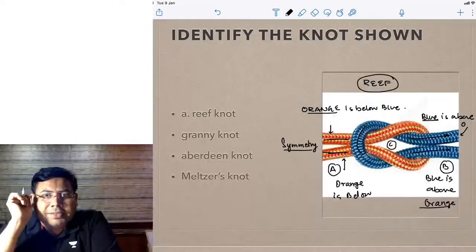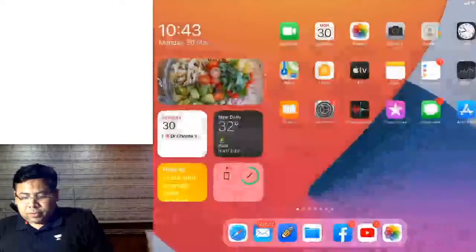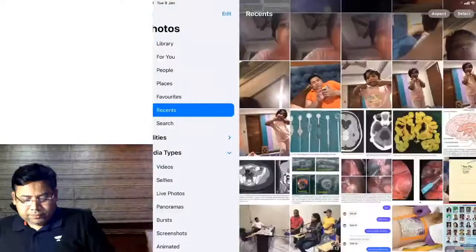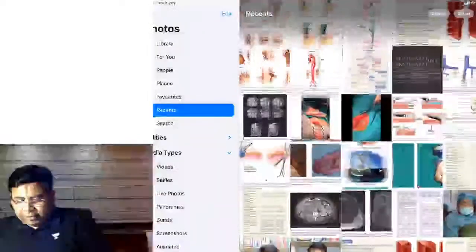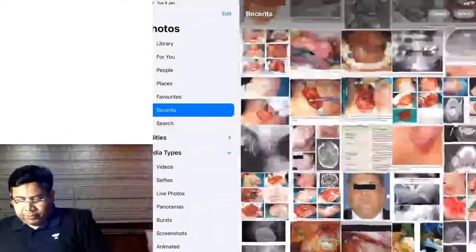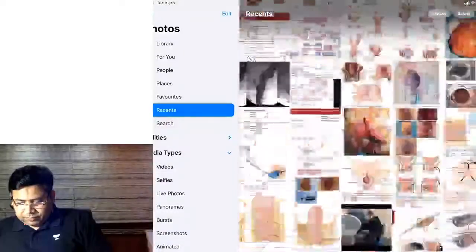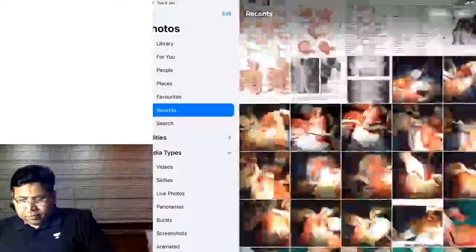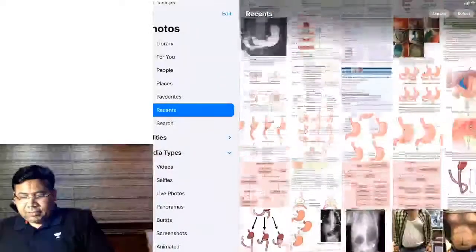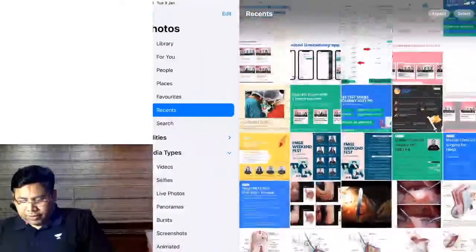Any problem in understanding this? This is a reef knot, not a granny's. Again, I'll show you one more image so that you understand better. I'll share it on the screen. Just give me a minute. Because knot-based questions are always asked and 90% of the students are not able to answer.